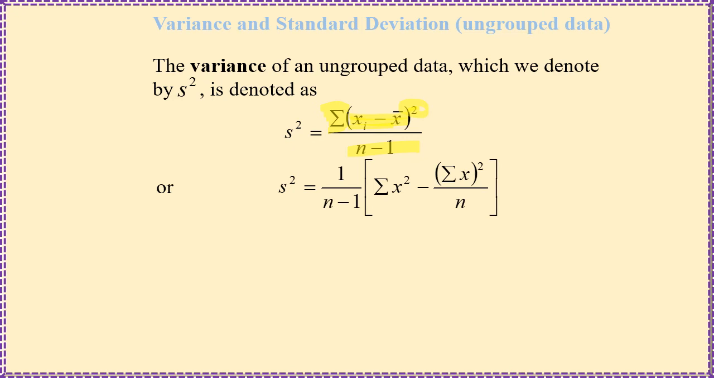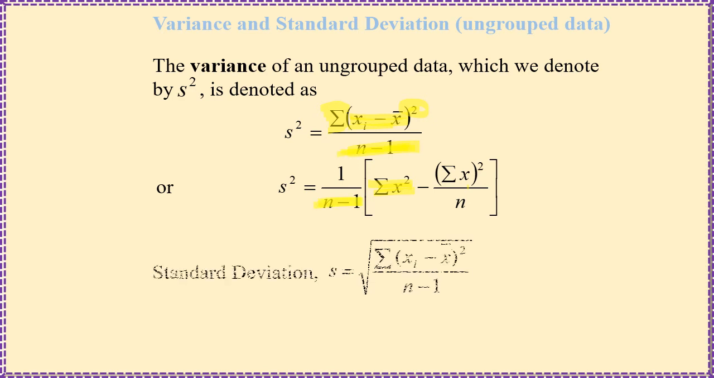Another formula: we can also find the summation of x squared. All the data we square and then total up, then minus the square of the summation of x, divided by n, and then everything is divided by n minus 1. This n minus 1 is the same as the top one. So we have two formulas we can use.